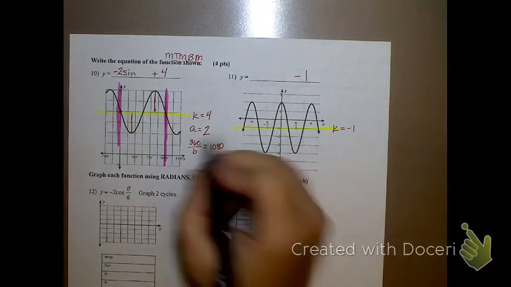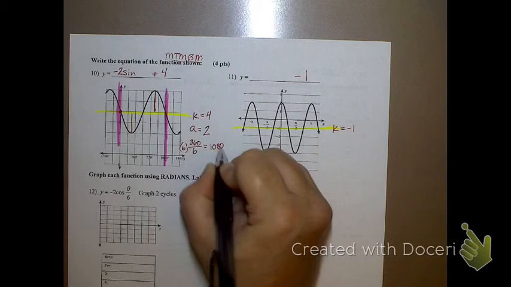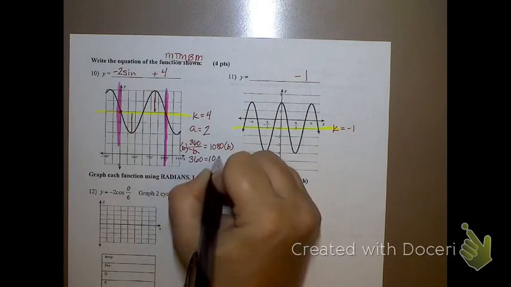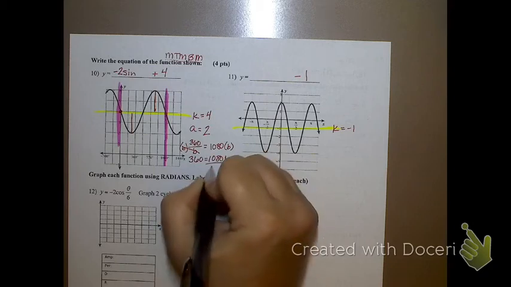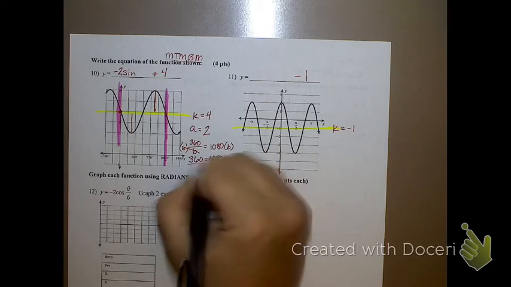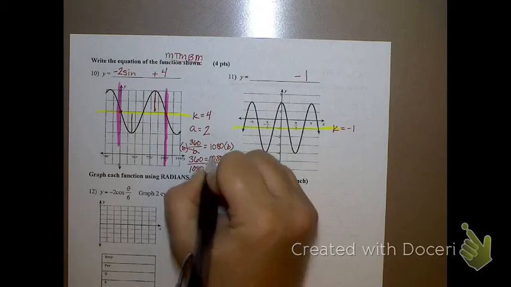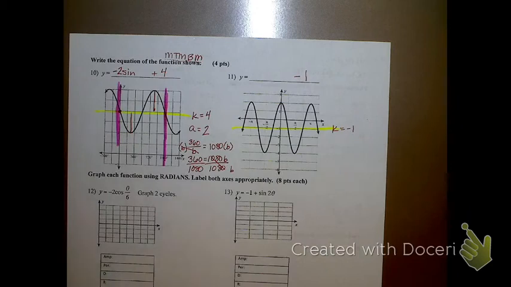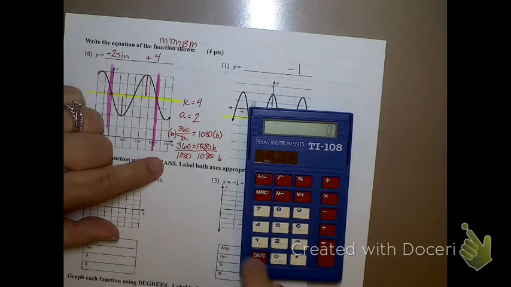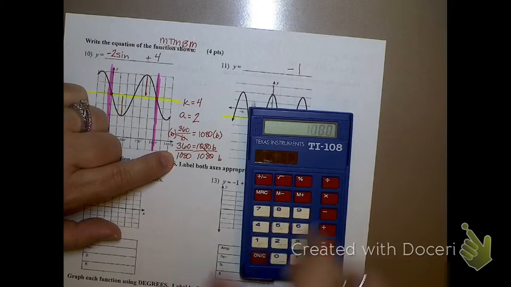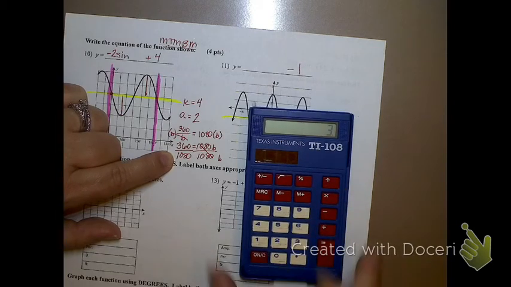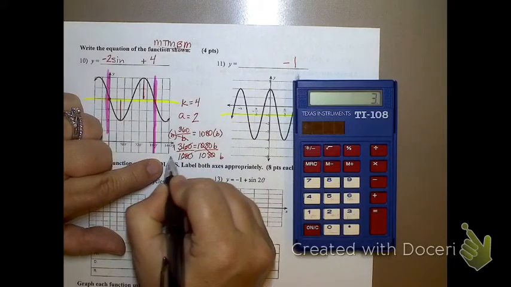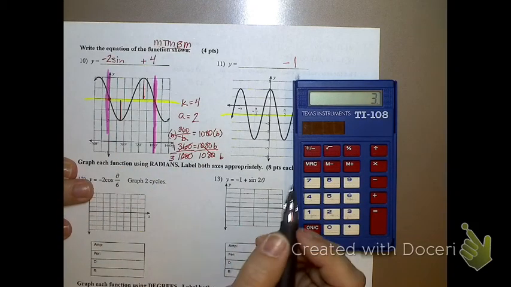Let's solve for b. So I multiply by b. 360 equals 1080b. Divide by 1080, and I'll get b. So let's see. How can I figure out what this will reduce to? Well, I'm going to start off by saying 1080 divided by 360. Oh, it looks like I can divide them both by 360, and that reduces to 1/3. So my b value is 1/3.